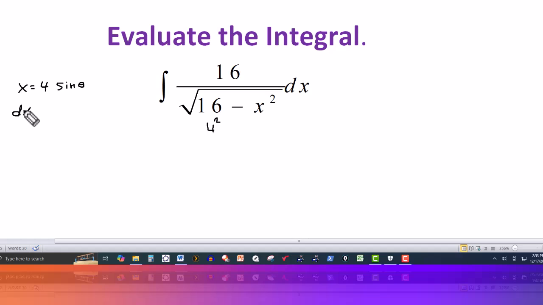So dx would be 4, derivative of sine is cosine. This would be d theta.